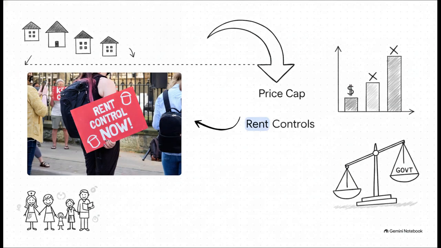Now, for a maximum price to actually do anything, it legally has to be set below the normal market rate. This is exactly how rent controls function. By capping what landlords can charge, governments are intervening to ensure that low-income families and essential key workers like nurses and teachers can actually afford to live in really expensive, high-demand cities.